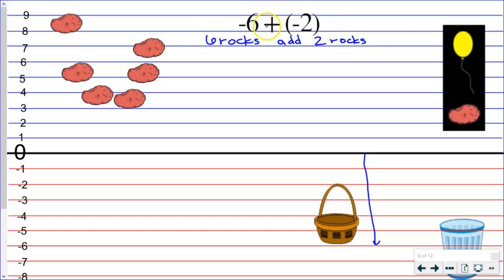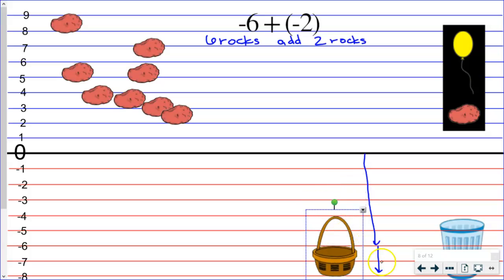And I am adding 2 more rocks. So when I add another 1, 2 rocks, where is that basket going? Even more negative. It's going even lower. So where does it end up? At -8. Make sure we make this connection here.